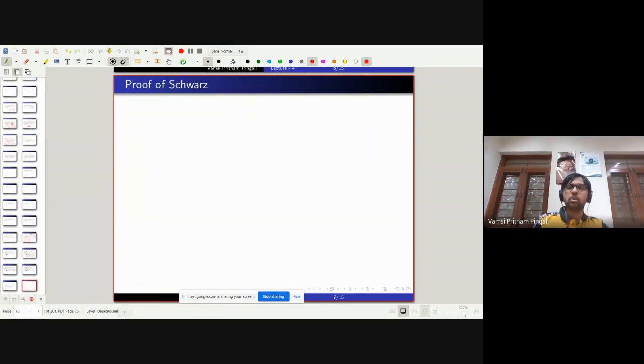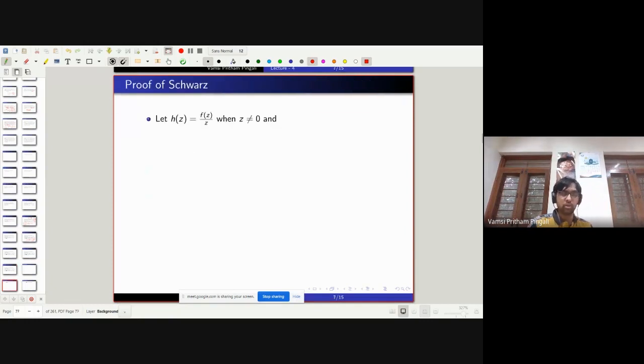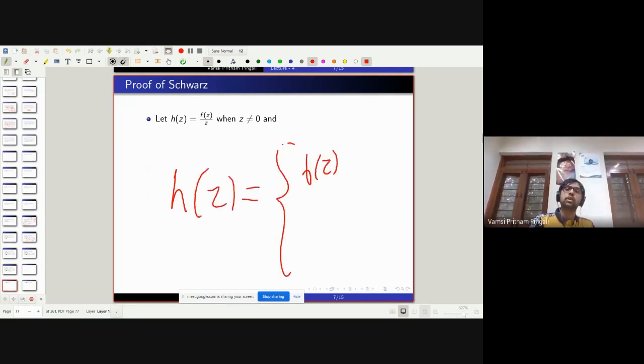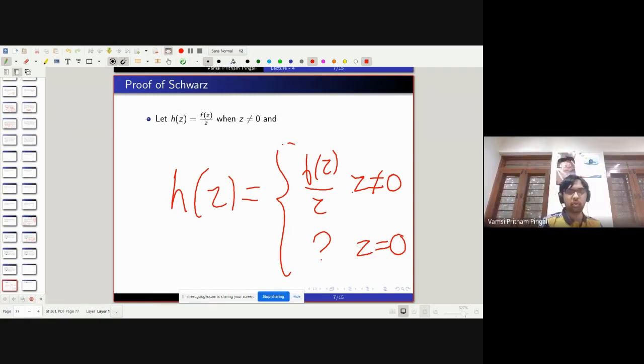All right, so let's try to see how to prove Schwarz's lemma. Once again, the key point here is the maximum modulus principle. You need to apply the maximum modulus principle to a cleverly chosen function. So define h of z to be f of z by z when z is not 0. And when z is 0, what should I define it to be? Derivative. f dash 0. Why should I define it to be f dash 0?